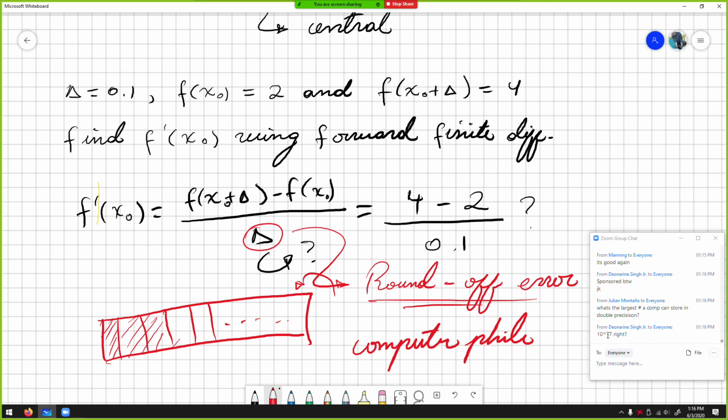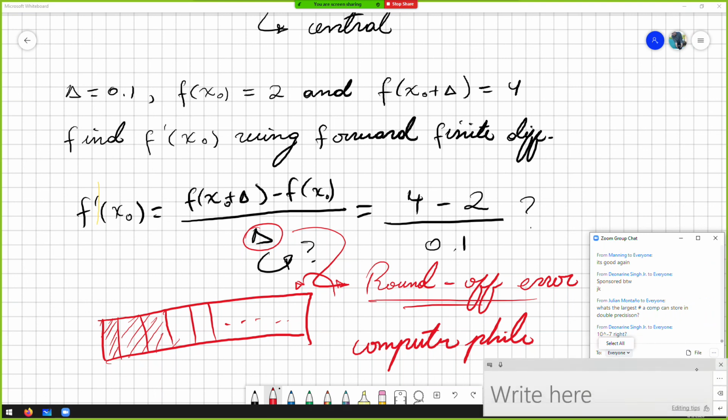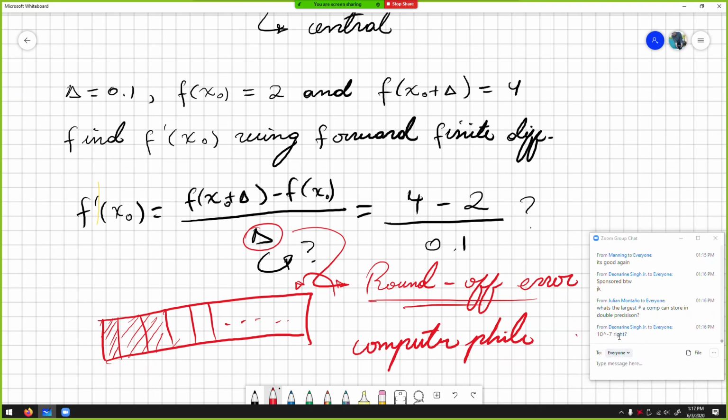10 to the negative 7. That's if you're in single precision. So that's machine epsilon if you're in single precision.